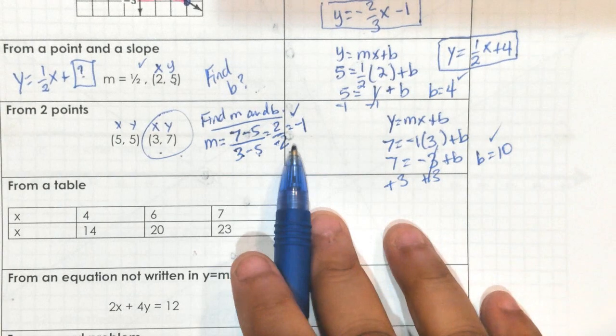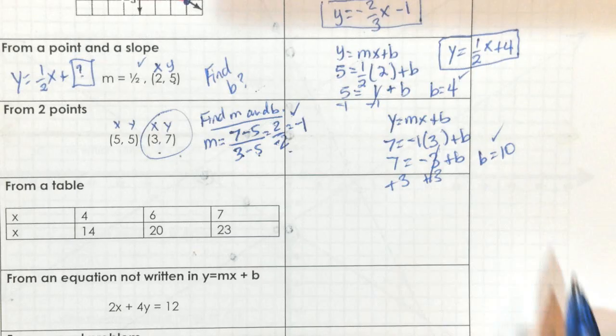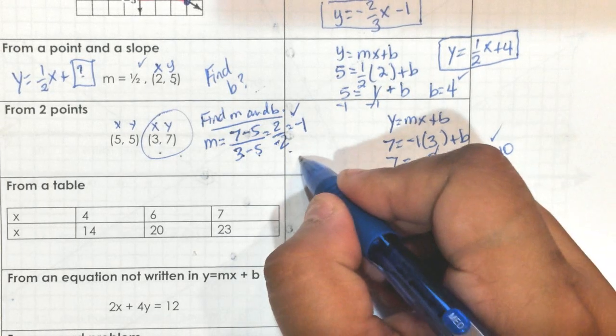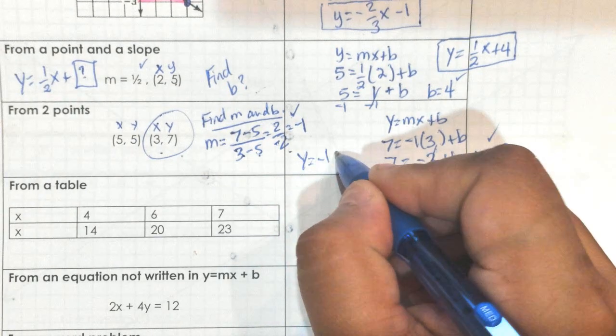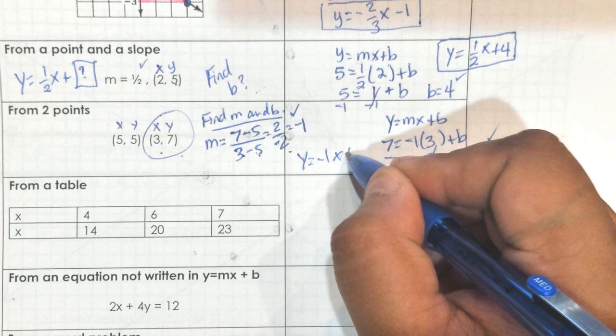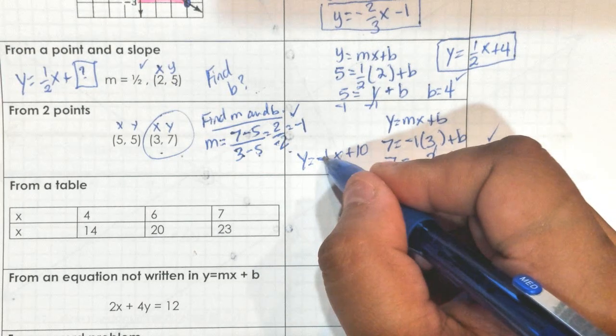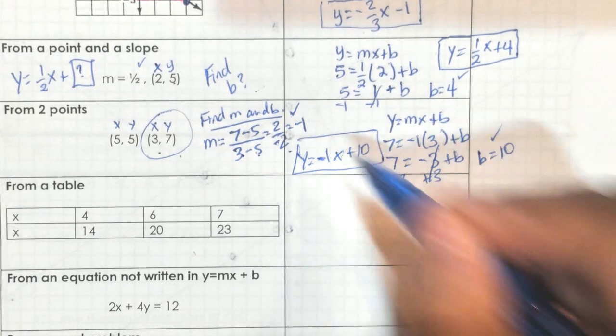Now that I have my slope, now that I have my y-intercept, I can go ahead and write my equation. Y equals negative 1x plus 10. Negative 1x plus 10. And you are done.